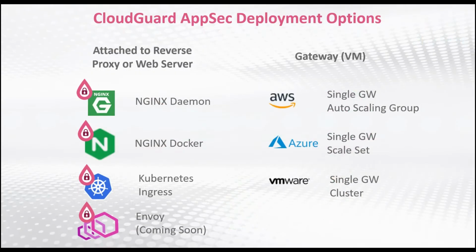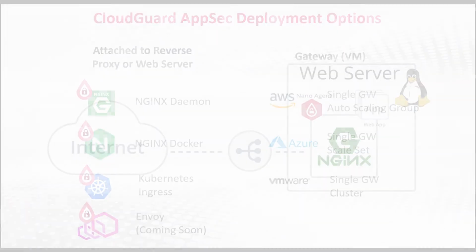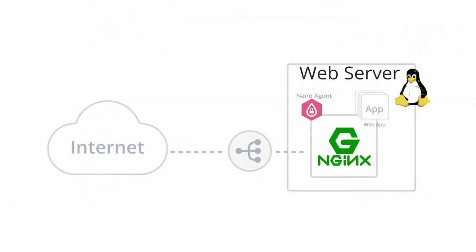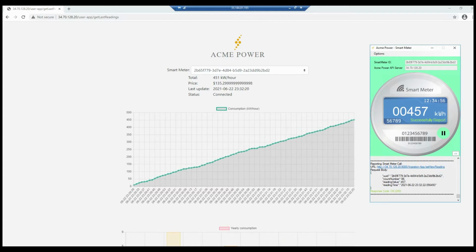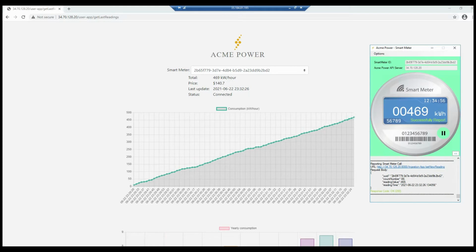CloudGuard AppSec can be deployed as an external reverse proxy or attached to a web server. In this video, we will attach a Linux Nano agent to a pre-existing NGINX web server. We have a customer called Acme Power. They currently have a web application that allows customers to view their power consumption, and it's accessible via the internet.